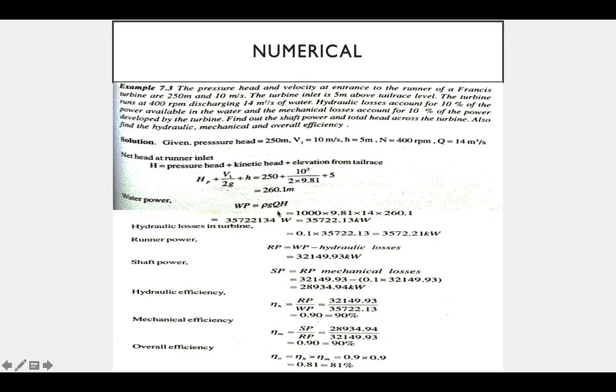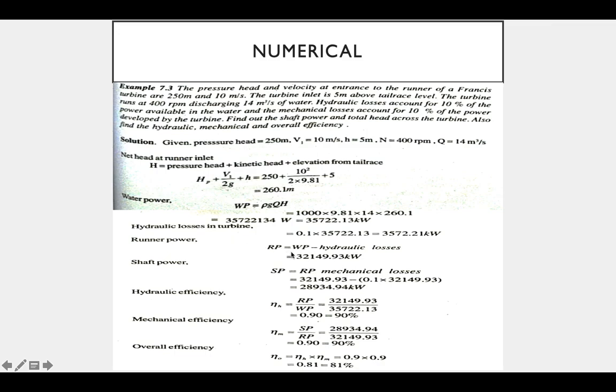Then water power is equal to rho g Q H. Q is given, the discharge is given, the density of water we know, and H we have found out. So we will get the water power. Then the hydraulic losses in the turbine are also given. Since the hydraulic loss accounts to 10% of the power available, you can find out the actual power that is available.